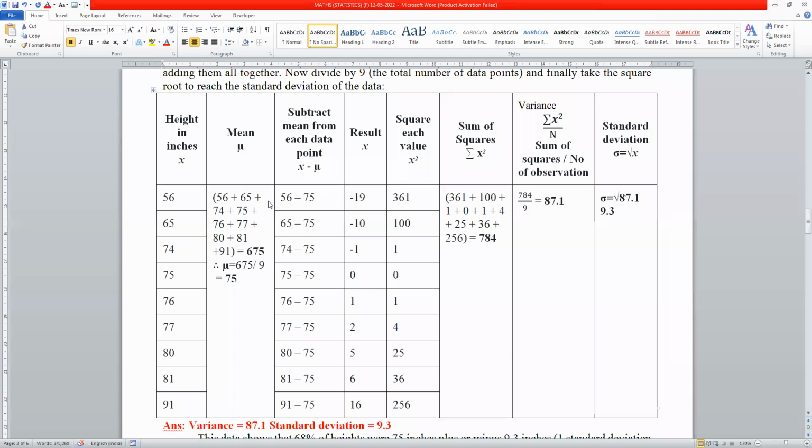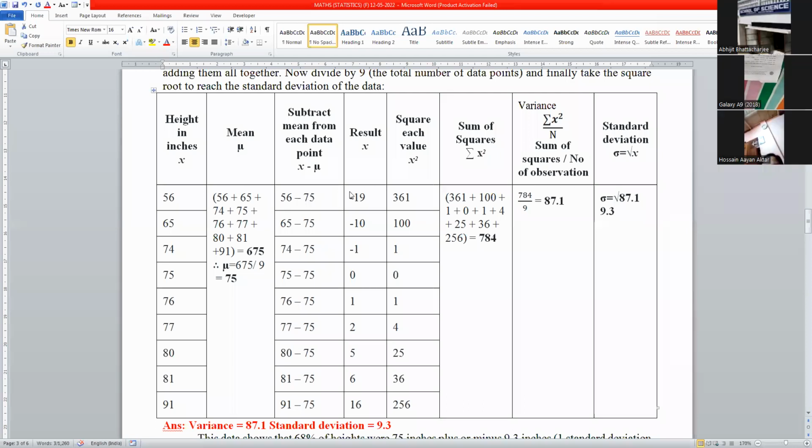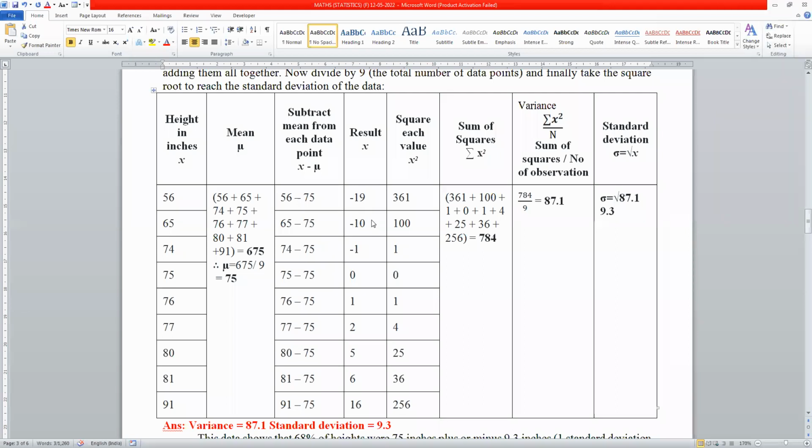So you see, 56 minus 75, where 75 is the mean. The result is minus 19. Then 65 minus 75 is minus 10. Then 74, which you see on the extreme left: 74 minus 75 is minus 1. 75 minus 75 is 0. 76 minus 75 is 1. 77 minus 75 is 2. 80 minus 75 is 5. 81 minus 75 is 6. 91 minus 75 is 16.